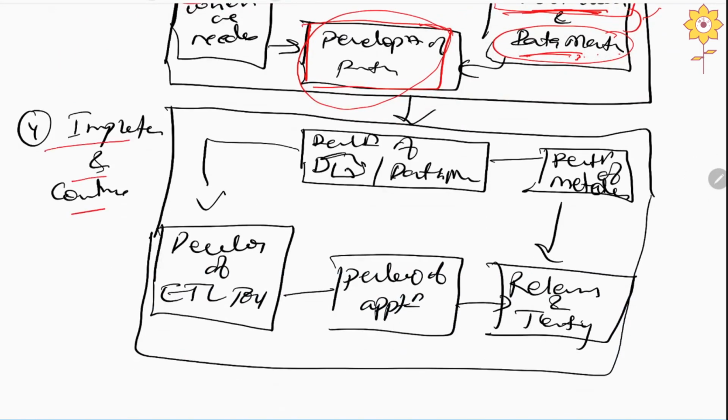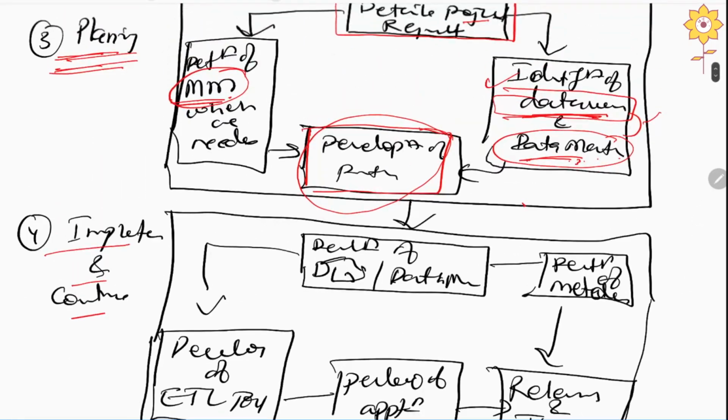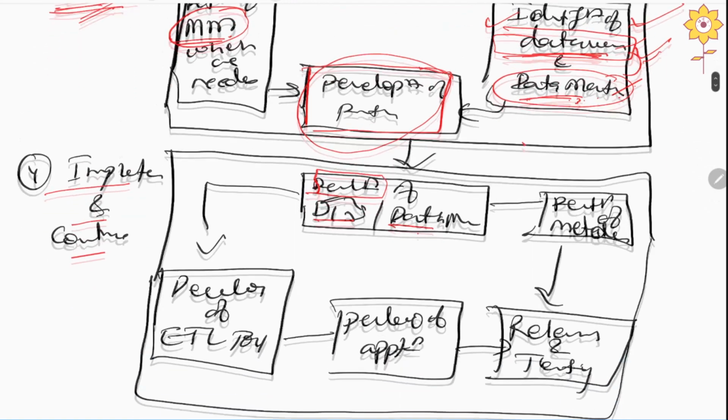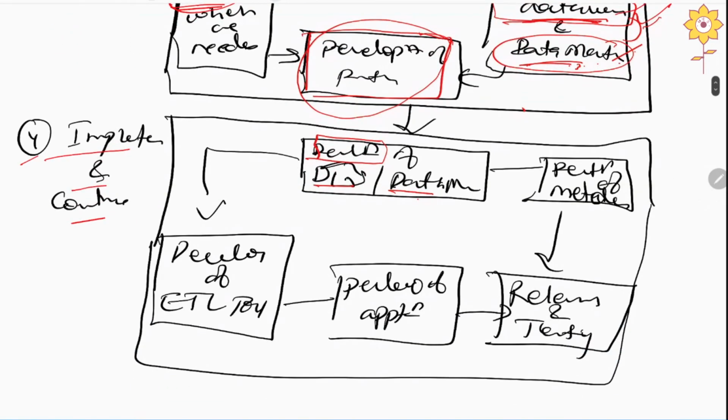Moving towards the fourth phase, that is implementation and control. So this is the final phase of the development process. Here, whatever identification of databases and data marts has been done in the earlier stage, the development of those databases or data marts is done over here. In the earlier stage, that is planning phase, we just identified what databases we require. Now over here in the implementation phase, we actually develop those databases which have been identified. Apart from that, we also develop some ETL tools.